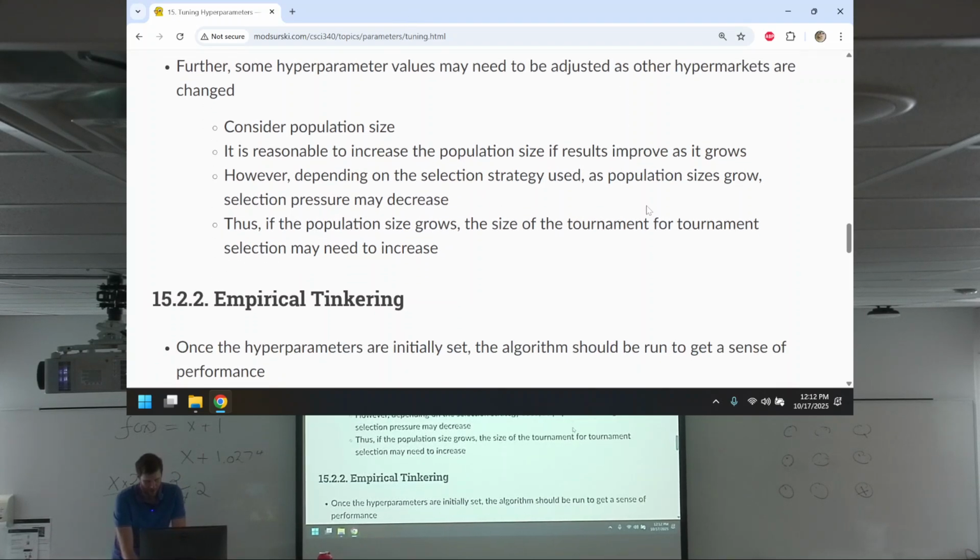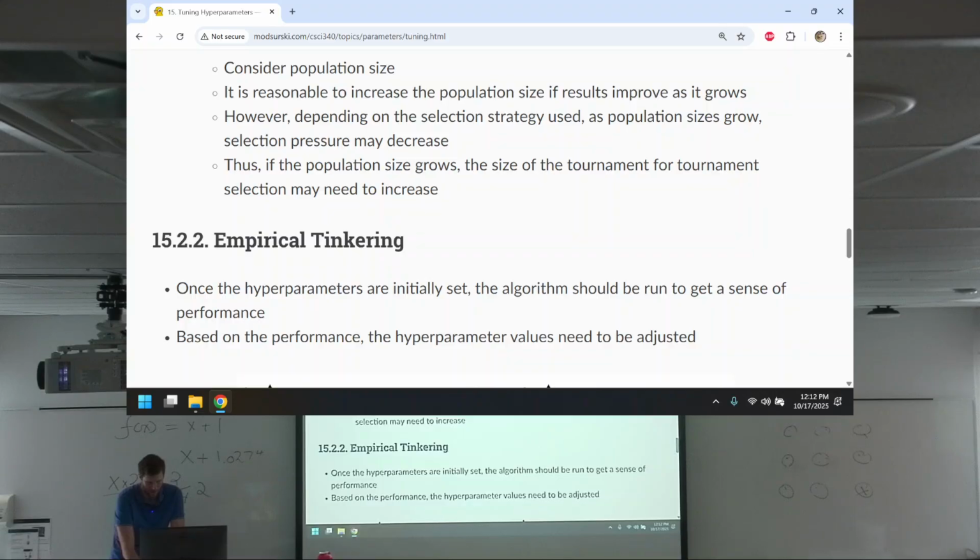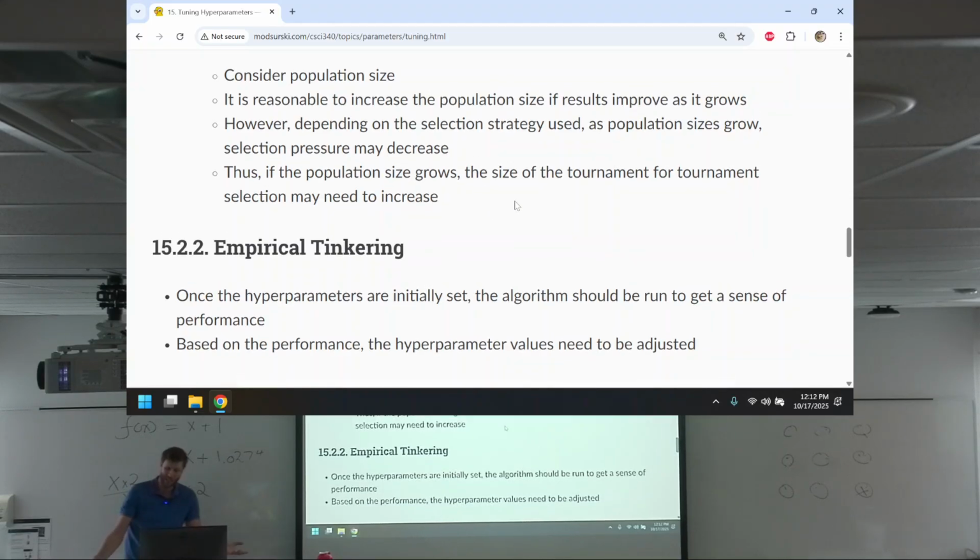All right, it's reasonable. Okay, yeah, it's reasonable to increase the population. So, here's an example, right? Population size and tournament size. If your population gets so big, you might need to increase your tournament size, right? So some of these things affect each other. That's the big point. Any questions so far?